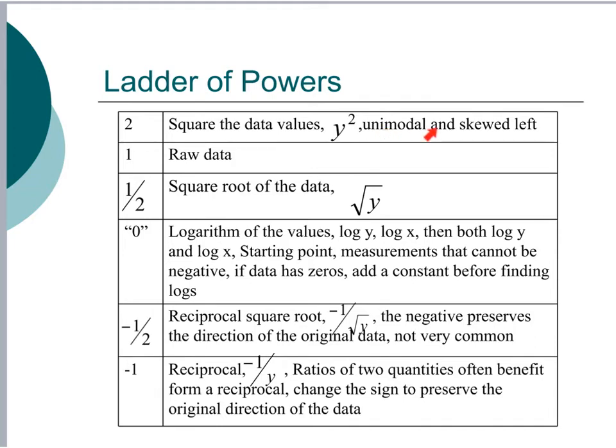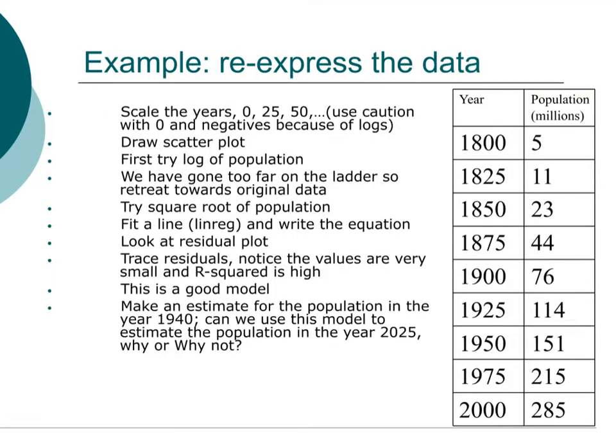When the data is unimodal and skewed to the left, sometimes squaring the values will work. The reciprocal square root is not a very common one. Sometimes we can also look at the ratio of the two quantities, and if we know it has this kind of reciprocal relationship, that might be a good one to try.